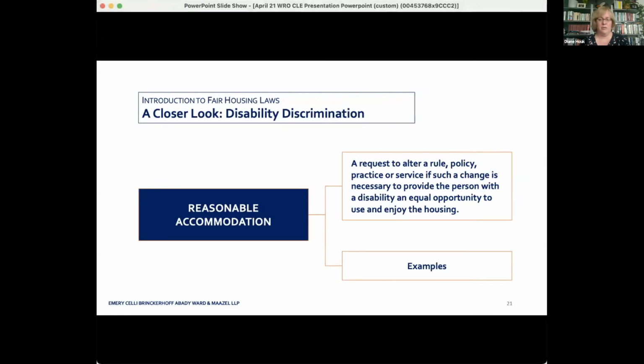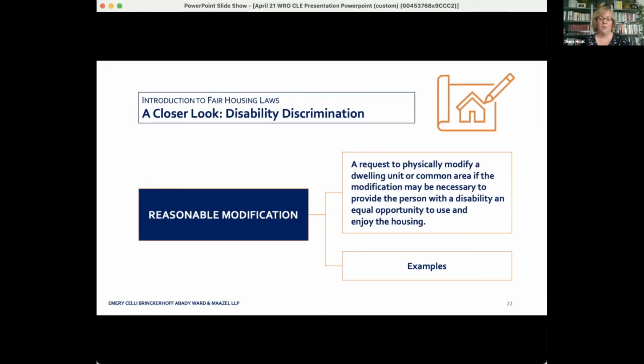This would also be considered a reasonable accommodation under the New York state law. Now with the next slide, there may be requests for accommodations, as they're referred to under the state law, that are really about physically modifying a dwelling unit or a common area. Under the federal law, these are treated separately as reasonable modifications, but under the state law, it falls within the reasonable accommodation request. So a reasonable accommodation under state law can be about those rules, policies, or procedures, or it can be about physical modifications.